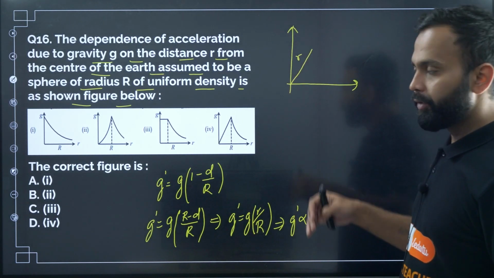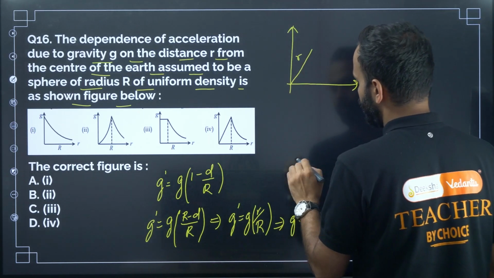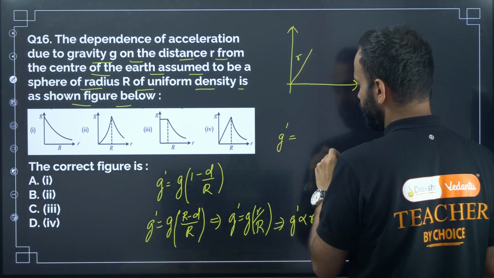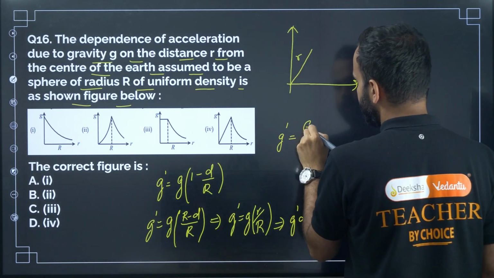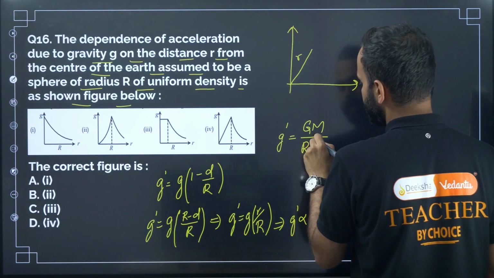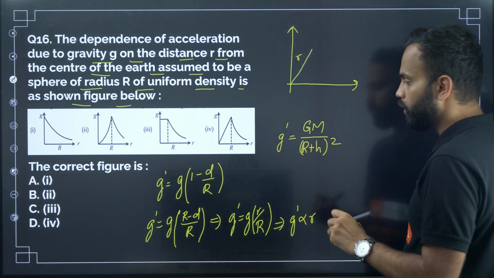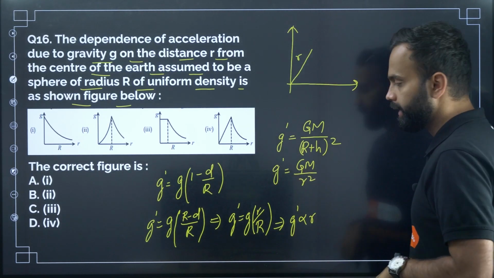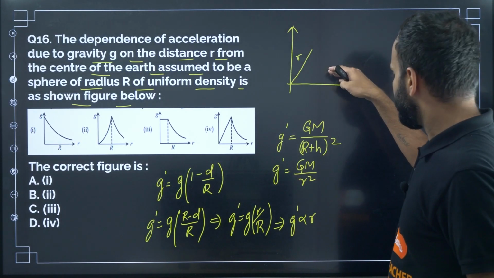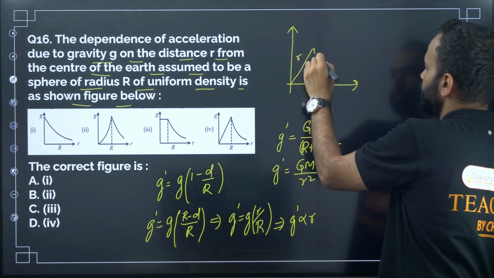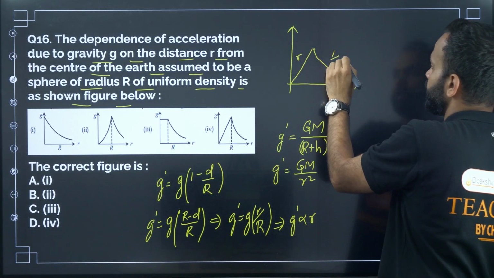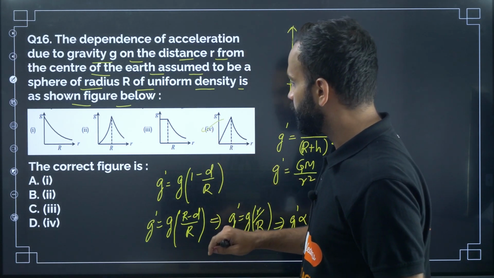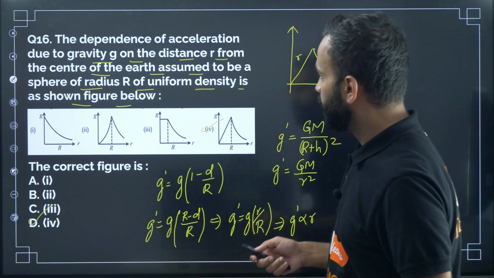So now when you move away from the surface of the earth, acceleration due to gravity g dash is equal to GM divided by (R plus h) whole square. Take R plus h as small r. So now g dash is equal to GM divided by r square, right? So as you move away from the earth, what happens? Acceleration due to gravity decreases inversely, like 1 by r square. So the correct option is the fourth one. Correct graph is the fourth one. Correct option is D.